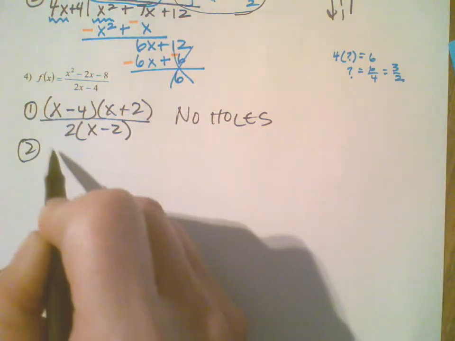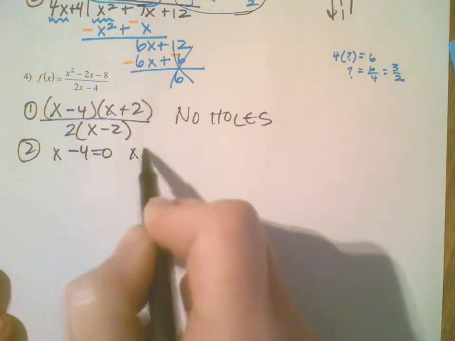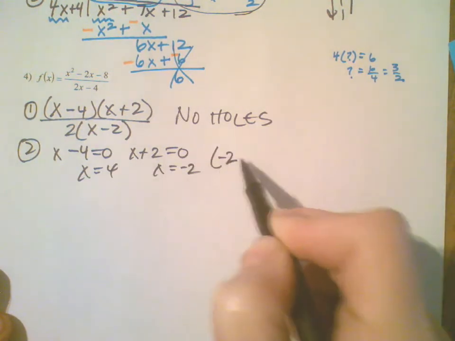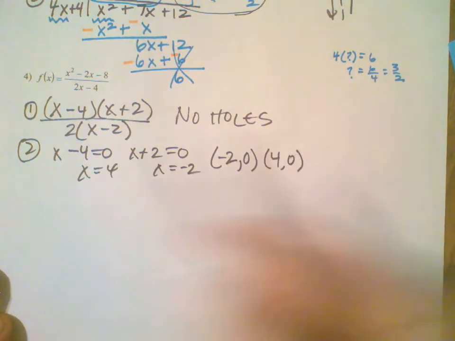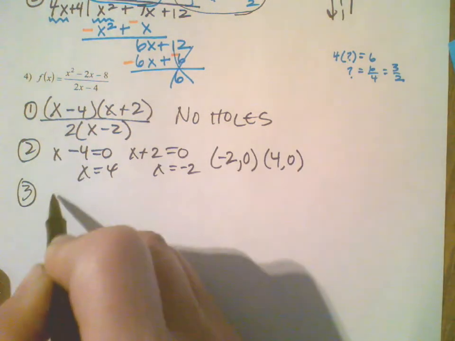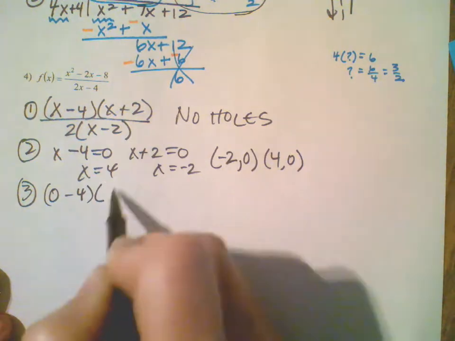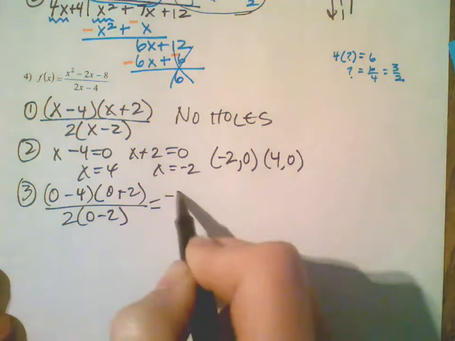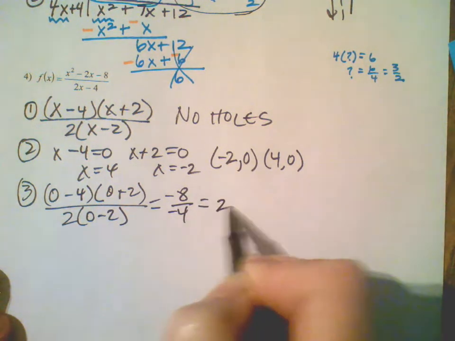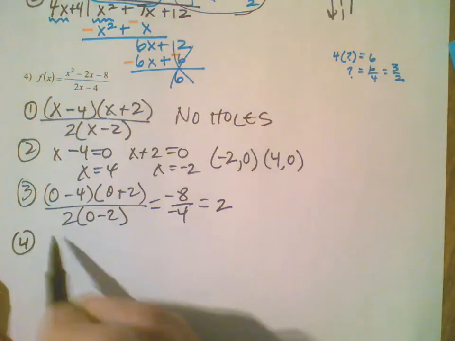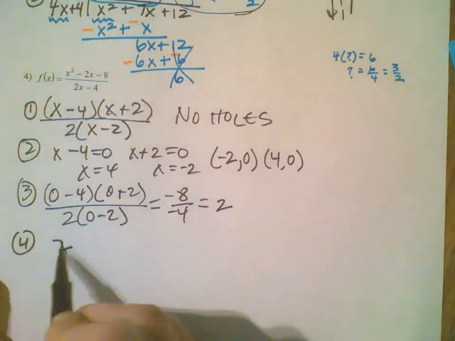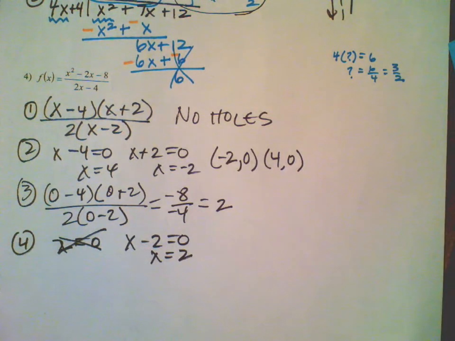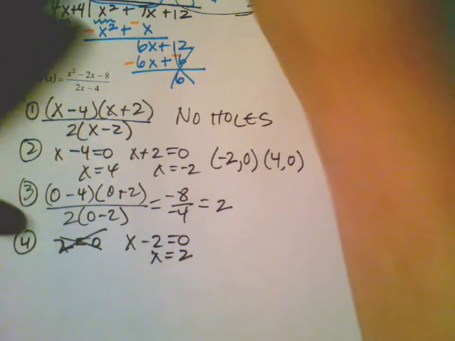Then I set my numerator equal to 0. Those are my zeros. Replace my x's with 0. And vertical asymptote: 2 equals 0. That's never going to happen. x minus 2 equals 0. x equals 2.